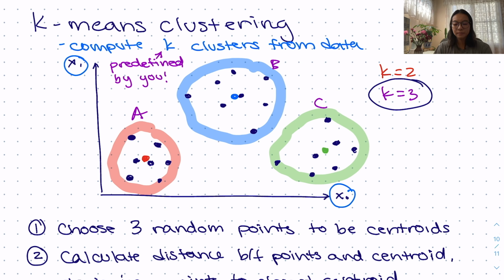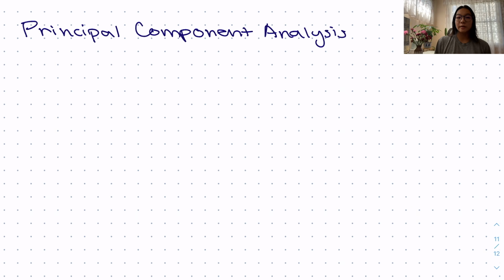Okay, so we can find some structure in the data based on just how the points are scattered relative to one another. Now, the second unsupervised learning technique that I'm going to discuss with you guys is something known as principal component analysis. And very often it's used as a dimensionality reduction technique. So let me write that down. It's used for dimensionality reduction.